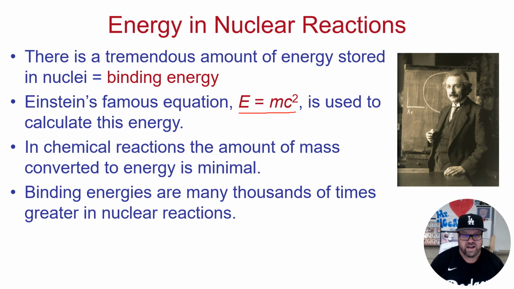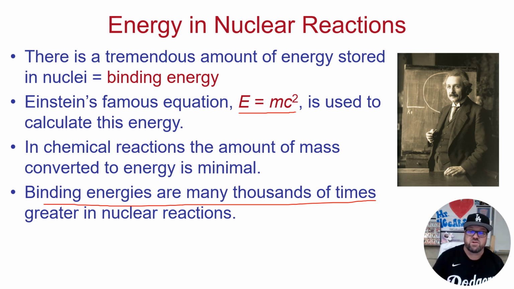Now, in chemical reactions, the amount of mass converted to energy is minimal. So in normal chemical reactions, this is not that big of a deal, because normal chemical reactions deal with what? Electrons. And electrons have very, very tiny mass. Okay? Now, binding energies are many thousands of times greater in nuclear reactions. Thousands of times. You get a tremendous amount of energy from nuclear reactions, whether it's fusion or fission, and we'll talk about the difference shortly. But Einstein, with his famous E equals mc squared equation, did that.